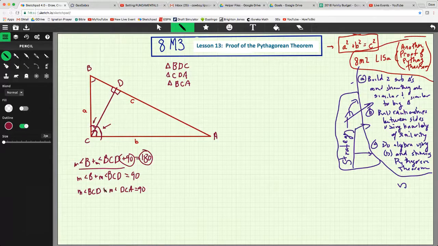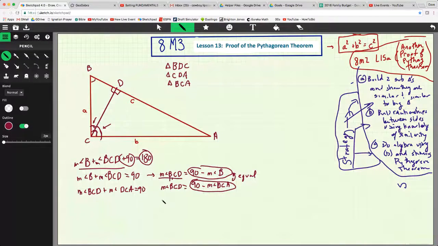Okay, so now knowing that that's true, let's rewrite this one. We'll say the measure of angle BCD, and we're going to subtract the measure of angle B from both sides, so we get 90 minus the measure of angle B. Similarly, on the bottom, the measure of angle BCD equals 90 minus the measure of angle DCA, because we just subtracted the measure of angle DCA from both sides. So the measure of angle BCD equals this, and it also equals this, so these two things are equal.